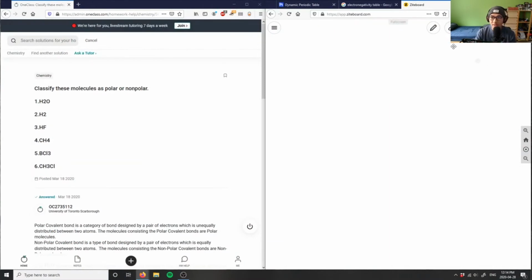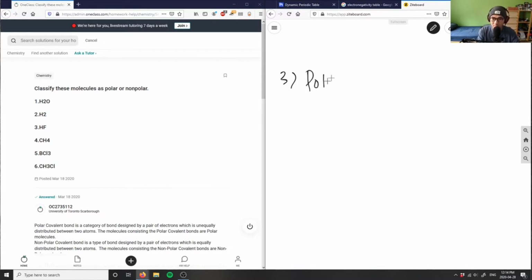Says classify these molecules as polar or nonpolar. So that's number 3. It's polar. Let me just make a T-chart here. Actually, no, I'll just leave it here.